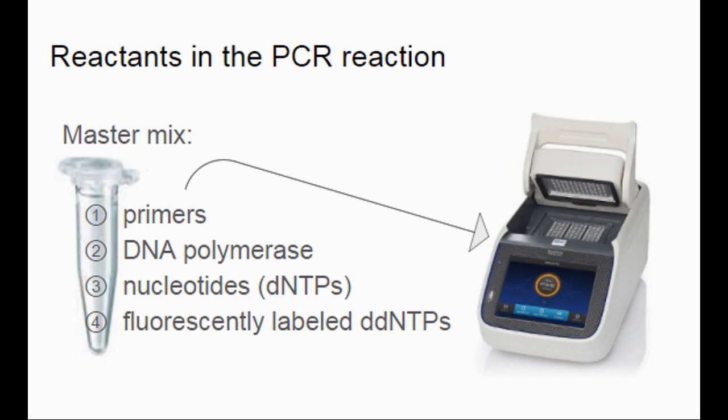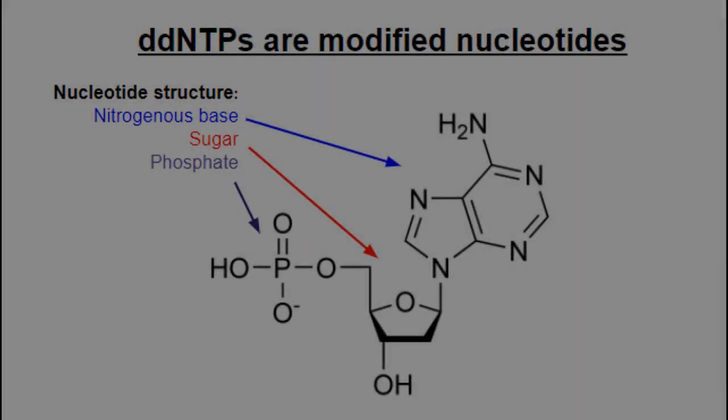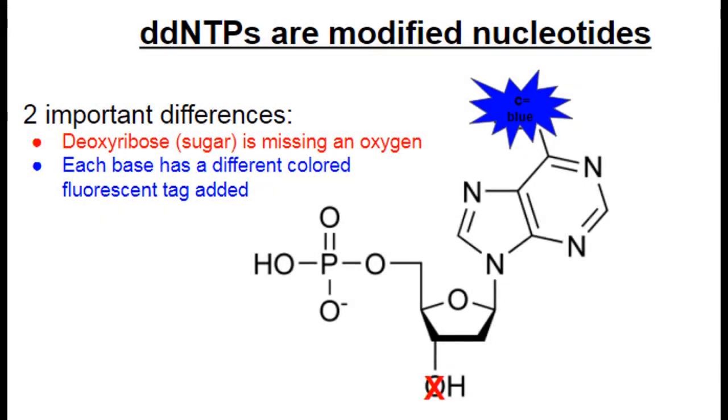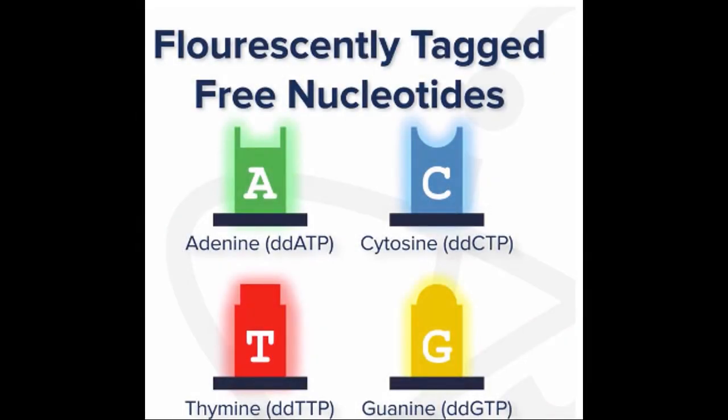And here's the twist, fluorescently tagged free nucleotides, which are referred to as ddNTPs. Remember that nucleotides are the monomers that make up a DNA molecule, and they are composed of a phosphate group, a deoxyribose sugar, and one of four types of nitrogenous bases. ddNTPs are similar in structure to other normal nucleotides with two important differences. First, an oxygen is removed from the deoxyribose sugar, and then each type of base has a different color fluorescent tag added so that they glow when run through a laser. For our reaction, the A's will be fluorescent green, the C's blue, the T's red, and the G's yellow.